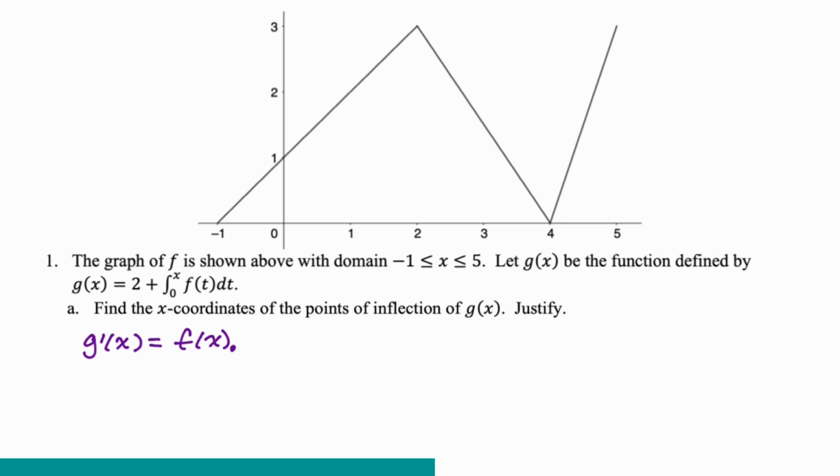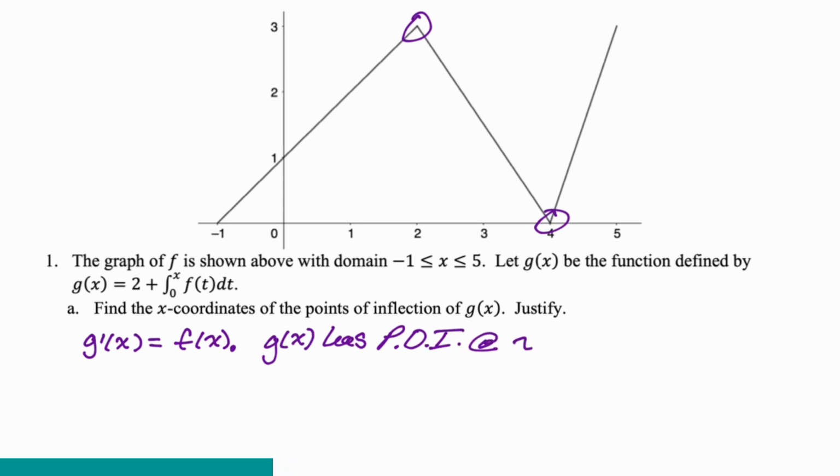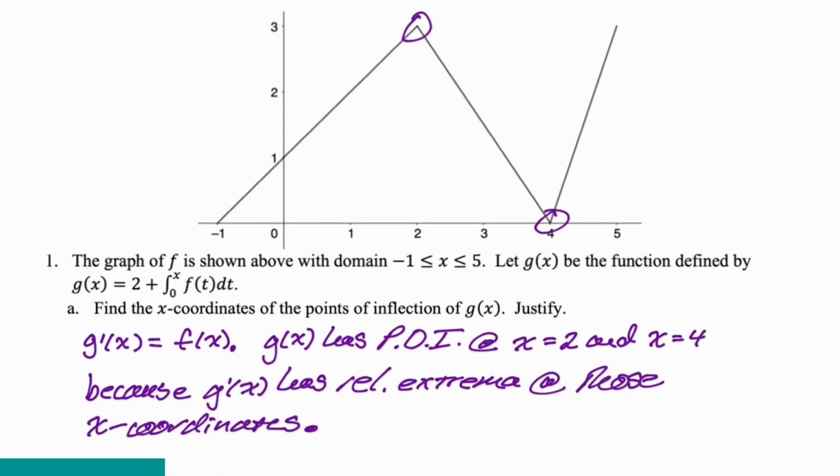My favorite way of finding points of inflection from the graph of the derivative is to look for relative extrema. I look at this, and I can see them here and here. So I'm going to say that g of x has points of inflection, or POI, which is a valid way to abbreviate that, at x equals 2 and x equals 4. I have to give a reason. My reason is because g prime has relative extrema at those x coordinates. That's really all you need for this answer.